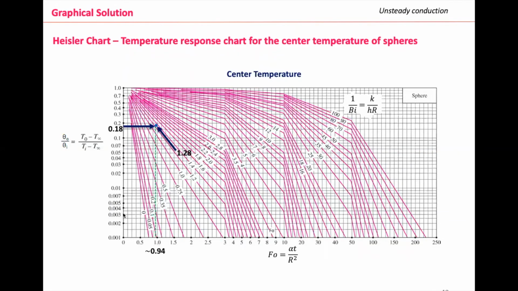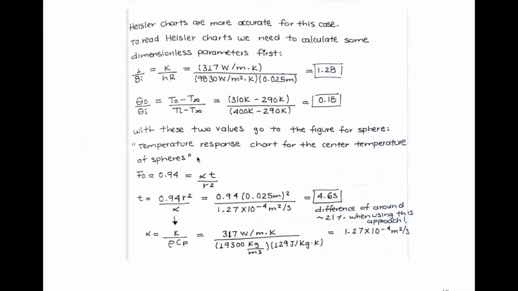anything in between, I'm fine. I won't be fine if you read 1.5 or 2, right? Because that means that you are very far away from the actual value. So then we know the Fourier 0.94, we can get the time out of it, right? By the definition of the Fourier, Fourier times the radius squared divided by the thermal diffusivity gives us 4.6 seconds.